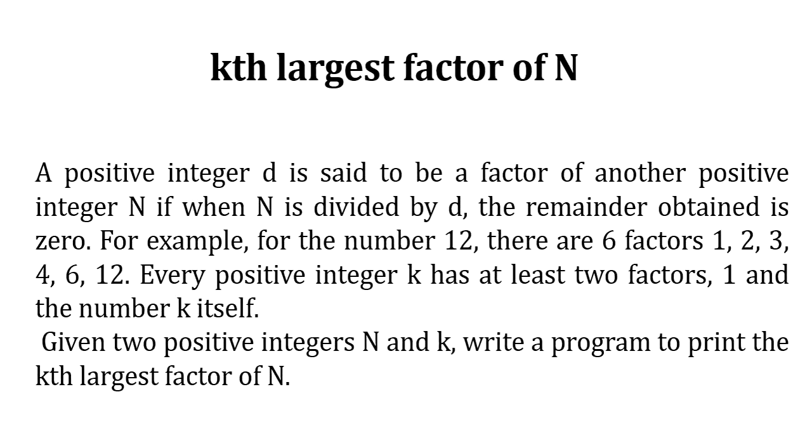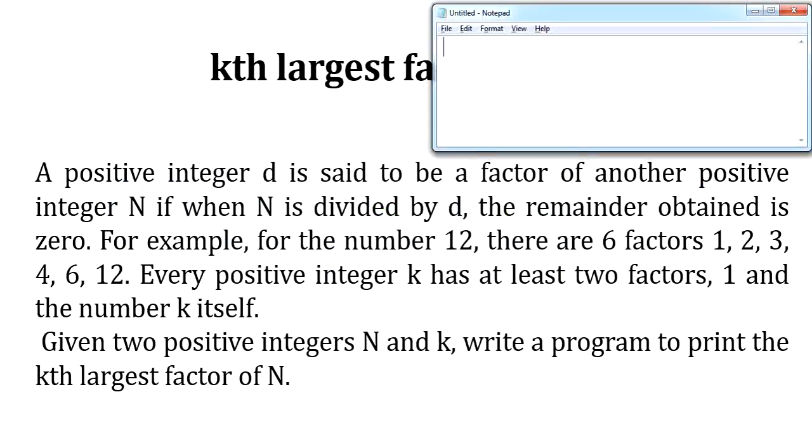A positive integer d is said to be a factor of another positive integer n if when n is divided by d, the remainder obtained is 0. So what they are given here is, if you are considering a number d, let us assume 2, and let us assume one more positive integer n, and its value is 4. I can name this d as a factor of n when n is divided by d and its remainder value is equal to 0.